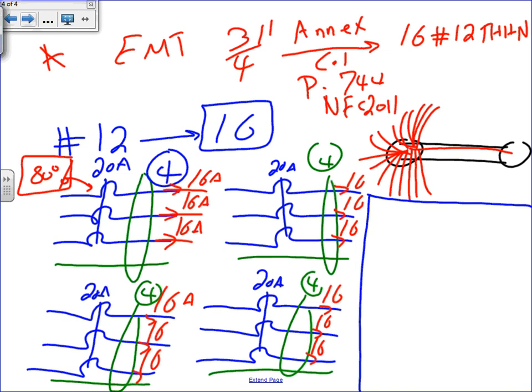Take this. Let's take a number 12. Take it to 310.15(B)(16) under 90 degrees. Why 90 degrees? When I derate THHN, where do I go?